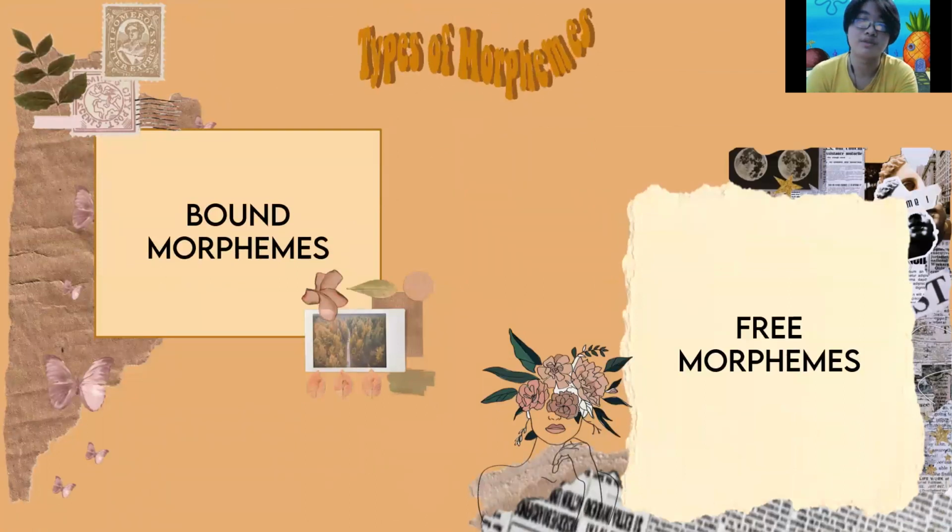So there are two types of morphemes: bound morpheme and free morpheme. A bound morpheme is a morpheme that must be attached to another morpheme in order to form a word, while a free morpheme can stand as an independent word without any other morpheme accompanying it.